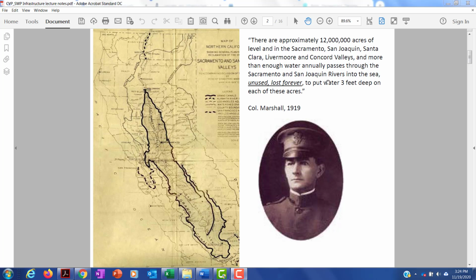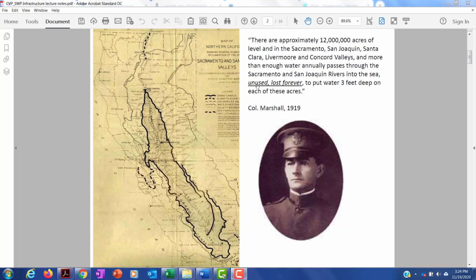did rough calculations like we do in class. How many acres of land are there available? 12 million acres in California of level land with good soils. I mean, that's an interesting estimate. This was before geographic information systems. And also tying it to the water, saying that there are each year snowmelt and rainfall goes through the Sacramento San Joaquin River Valley system and is unused, lost forever. Enough of that water could put 3 feet of water on all the available acres.